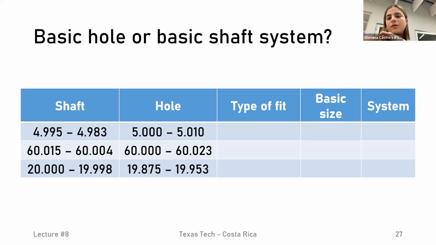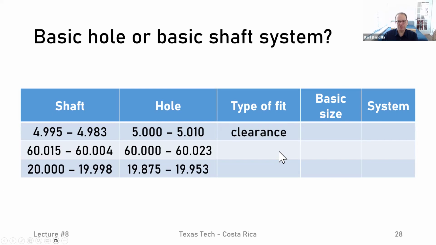The shaft and the hole, both are positive. The other way that we could see this is we could say that as long as the minimum clearance, the smaller one, is positive, then we know it has to be clearance, right? So in our case, the smallest hole and the largest shaft still give us a positive number, so we're good. So that's definitely clearance.